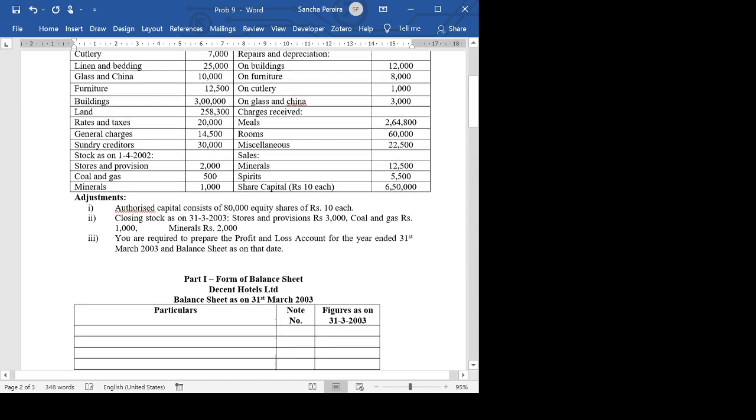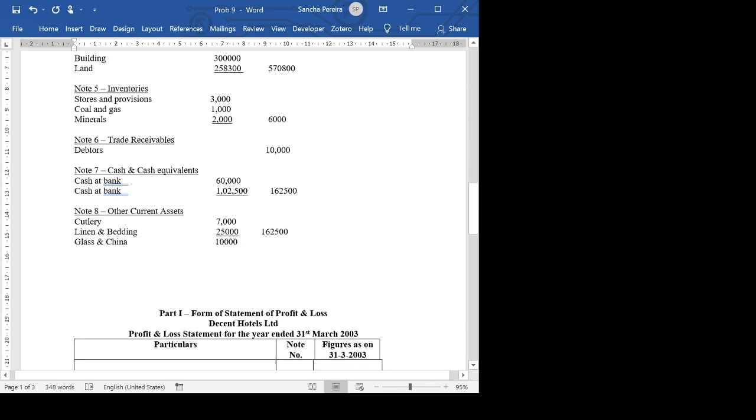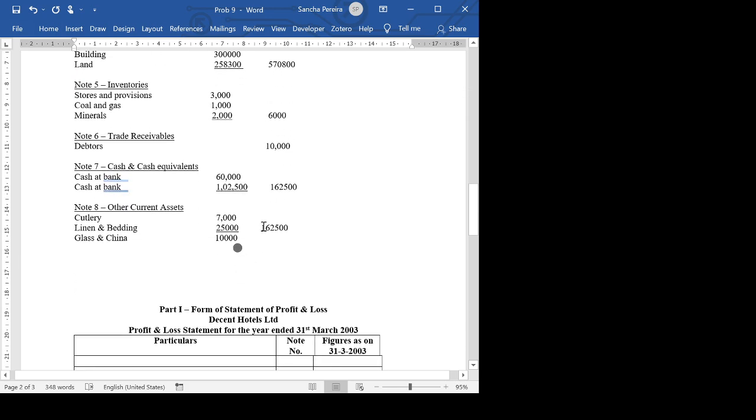Okay, then we have, yeah, I think that's it. So you see we have taken cutlery, linen and bedding, glass and china 10,000. All this we have taken. This comes in the opening stock. Yeah, I think we are done with everything. So we can total this. 25 plus 10, 35, 35 plus 7 is 42,000.